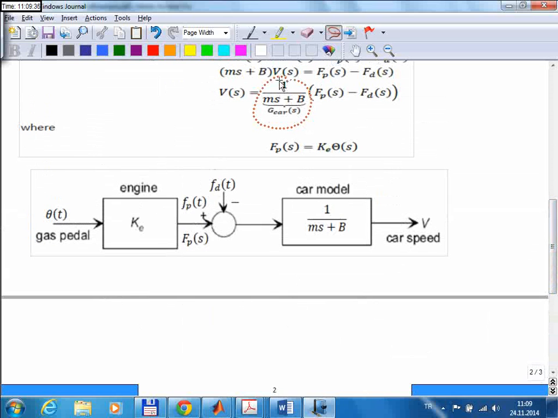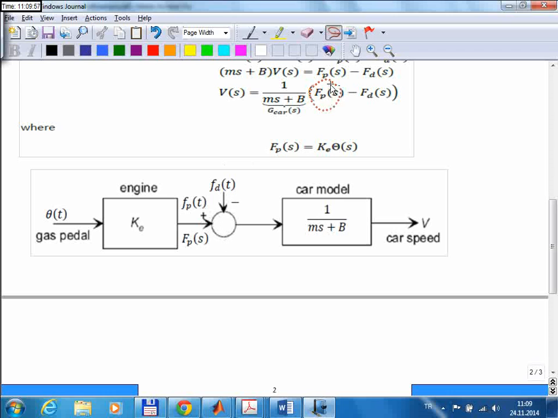So this is the car transfer function, which is this block. The input to that is the difference of these two forces, right? Propulsive force minus the disturbance force. So I use a summation junction to obtain this difference. The propulsive force comes to this junction with a positive sign. The disturbance force comes with a negative sign.